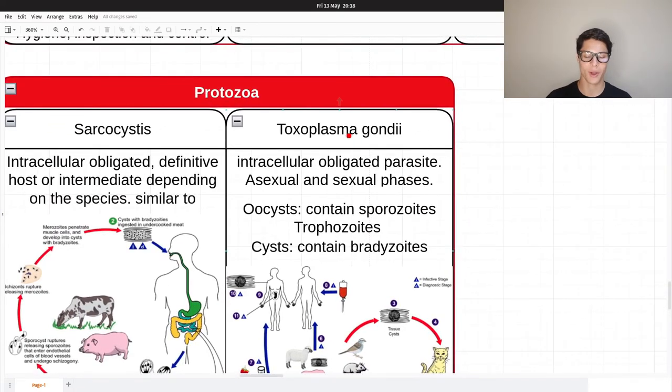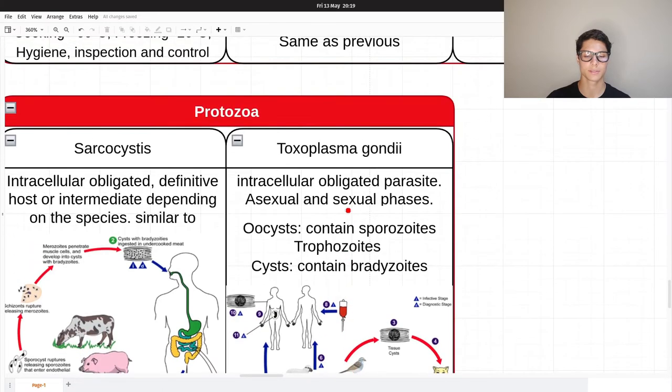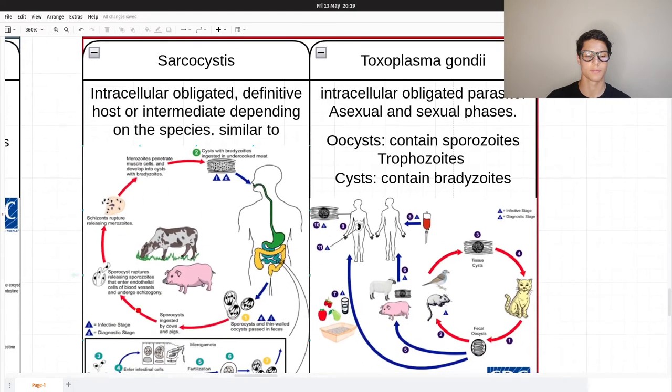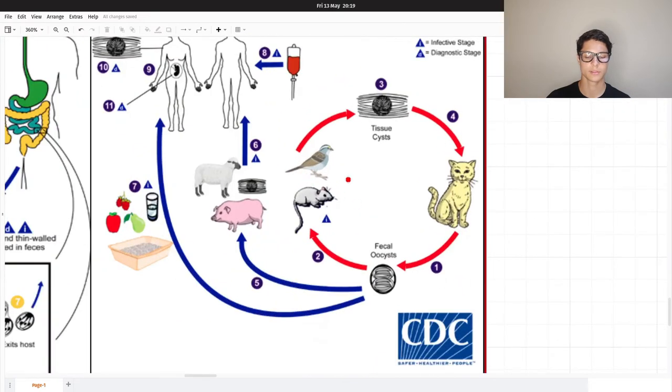And then we have Toxoplasma gondii. This is a very important parasite, and it's part of the water-related parasites as well, which we're going to discuss in the next video. It is an obligate intracellular parasite, and it has both sexual and asexual phases, and they have the oocysts and the cysts. The oocysts contain sporozoites and the cysts contain the bradyzoites, as in here. That's why they are similar. And they also have the trophozoites as a form, so three forms. The cycle is this one.